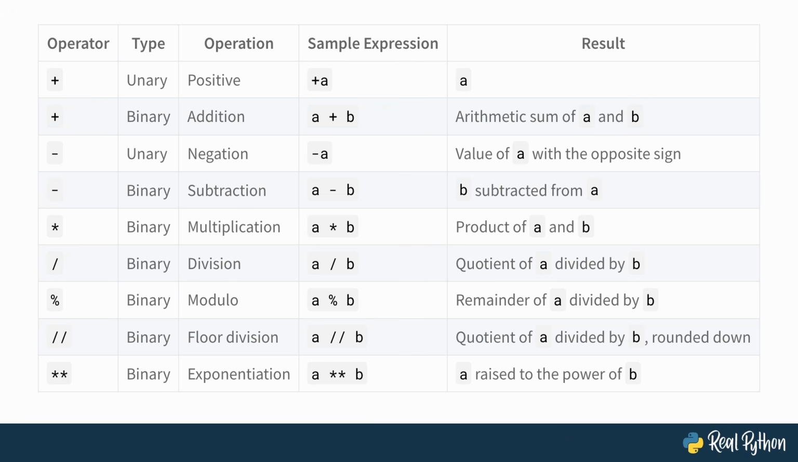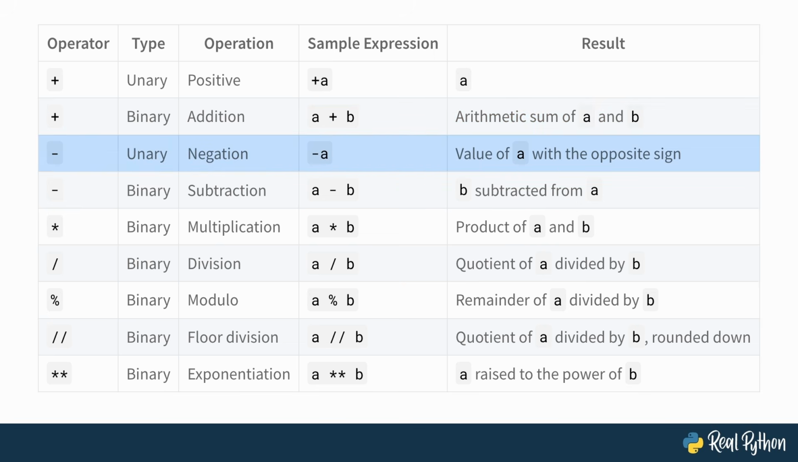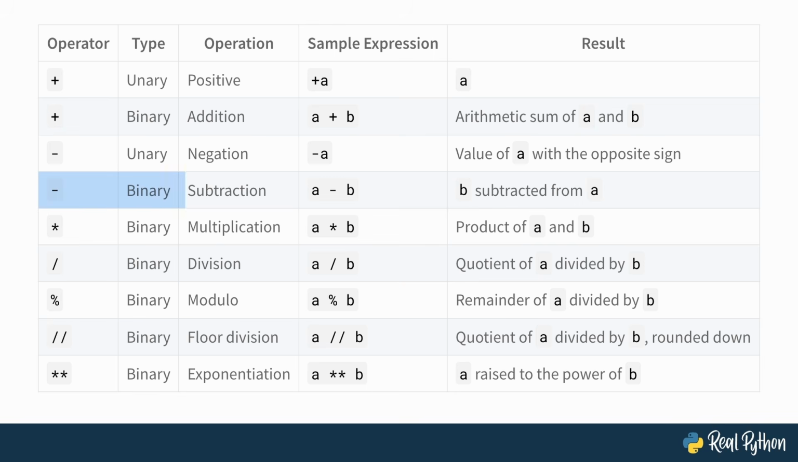Here's the full list. The plus sign can work as either the unary positive operator or the binary addition operator. The positive operation doesn't really have a use. It's mainly a complement to unary negation. So +A just returns A, while A + B returns the sum of A and B. Unary negation with the minus sign flips the sign of an existing number. Subtraction works as you'd expect. A - B returns B subtracted from A.